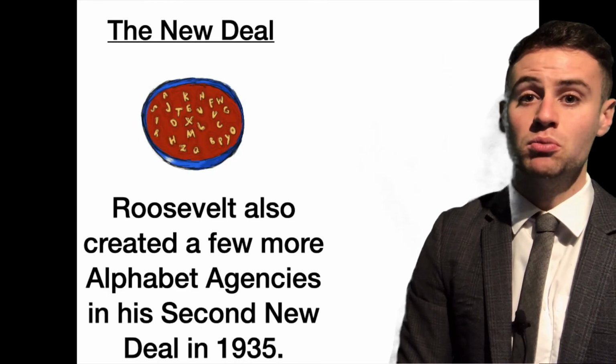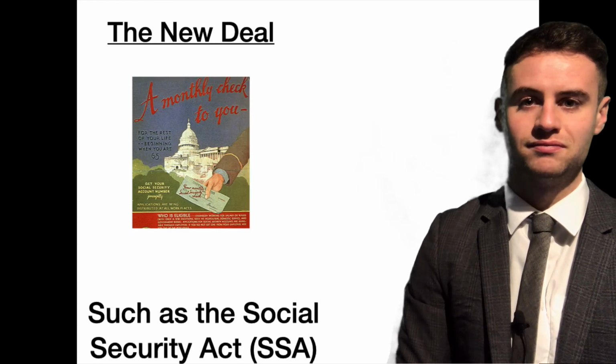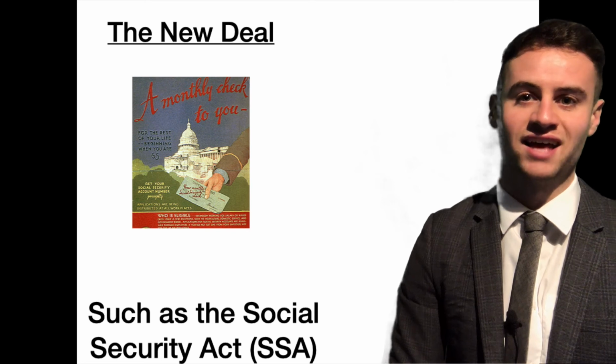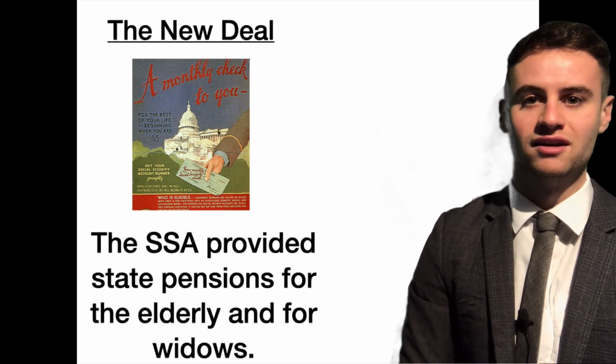Roosevelt also created a few more alphabet agencies in his second New Deal in 1935, such as the Social Security Act, known as the SSA. The SSA provided state pensions for the elderly and the widows.